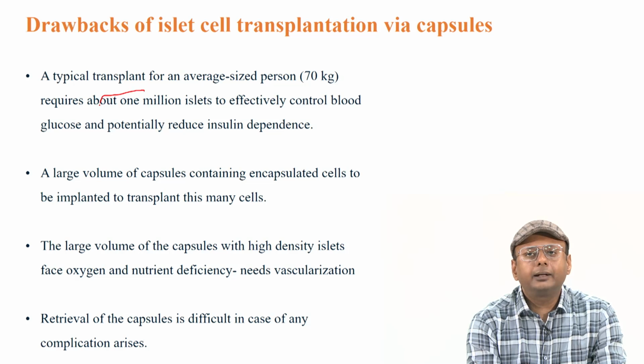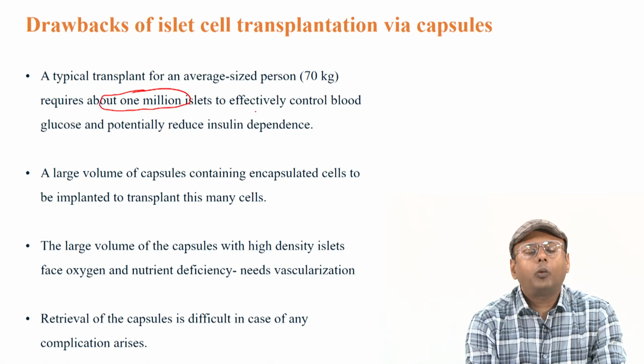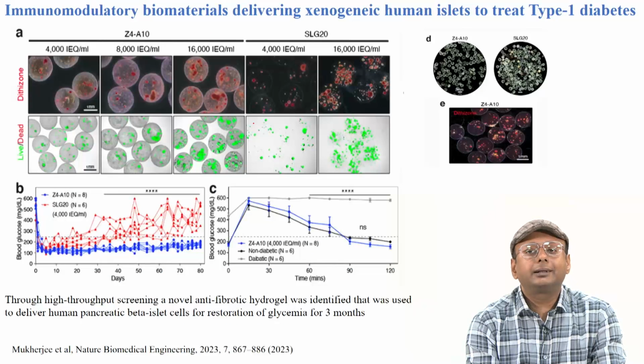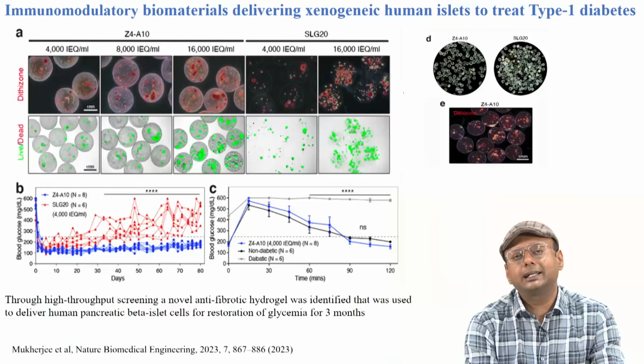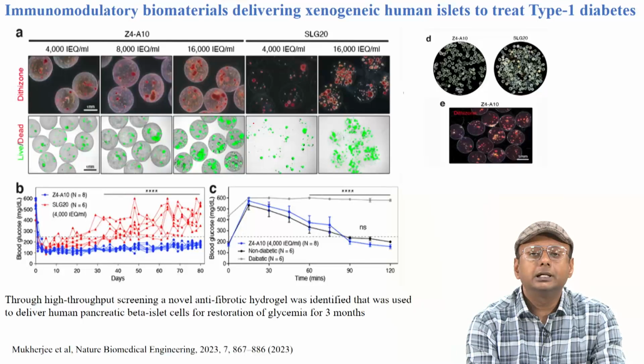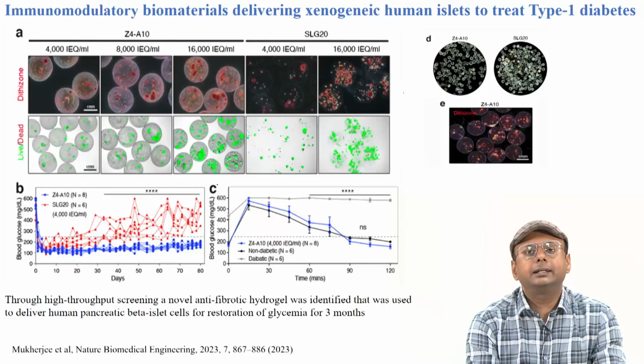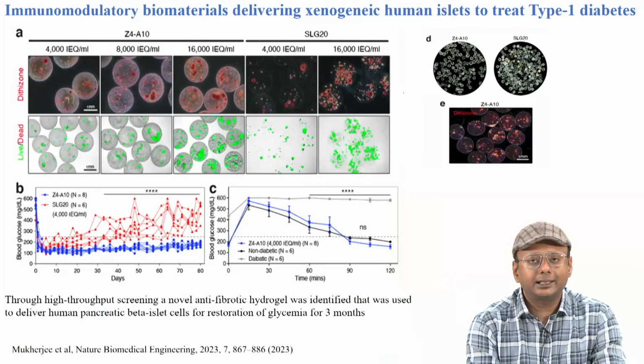So each pancreas contains about 1 million cells, right? So you can imagine almost 10 lakh cells. In case of type 1 diabetes, as you know, all the beta islet cells are destroyed. So basically we have to replace all those 1 million cells for proper function, right?